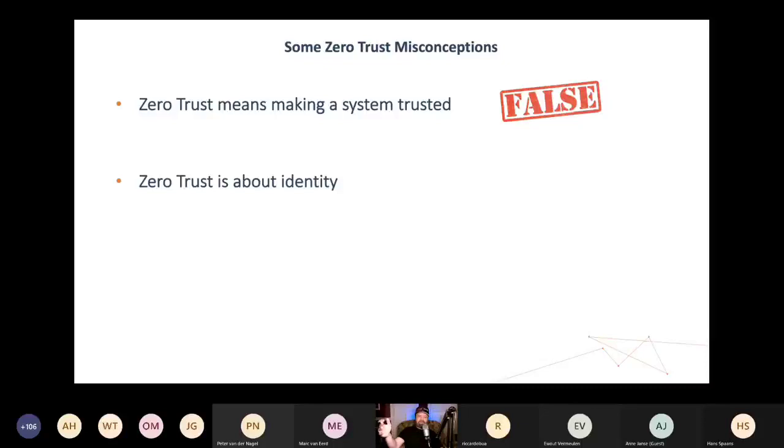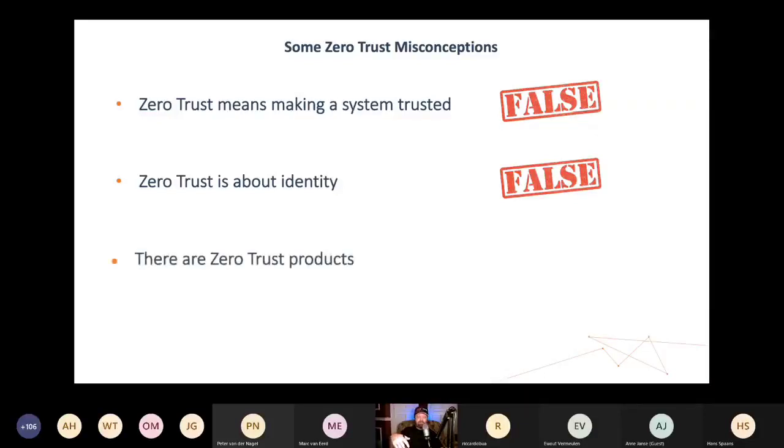We'll hear about zero trust as identity. This was the spin that the MFA providers put on it. That's false. Zero trust consumes identity. I'll talk about that more in a minute. Then there are zero trust products. No, they're not. There are products that work well in zero trust environments, but they're just cybersecurity products. They're not zero trust products because zero trust, again, is not a product. And you'll see the NSTAC come out and say all these things.